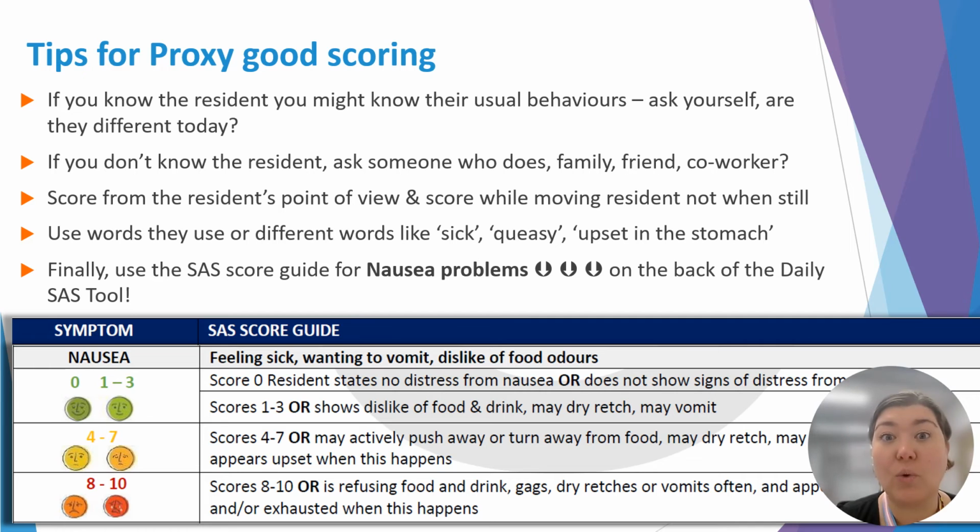So one thing we get asked all the time is how you use a SAS when someone can't speak or when someone can't articulate how they feel. So you can proxy score for someone. So if you know the resident really well and know what their usual behaviours are like, you might want to ask yourself, are they presenting any different today? If you don't know the resident, ask someone who does, whether that be a family, friend or a co-worker. And finally, the SAS score guide for nausea problems you can see down the bottom of this slide and is also on the back of the daily SAS tool.